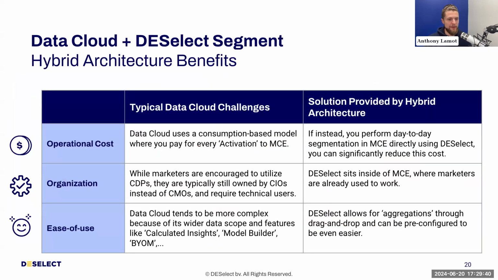Now, what are the benefits of doing this? Well, as you will recall from a couple of slides ago, when we compared both solutions, there are certain challenges or limitations that you can face in Data Cloud. And we'll list some of these here and then explain how the hybrid architecture actually resolves these. So let's start with the operational cost. As I've mentioned, Data Cloud uses a consumption-based model where you pay for every activation to Marketing Cloud engagement.